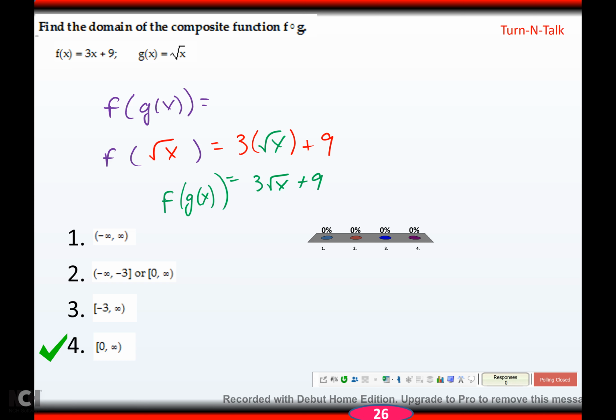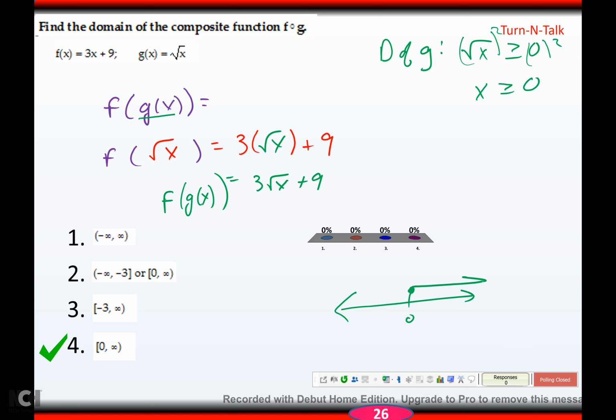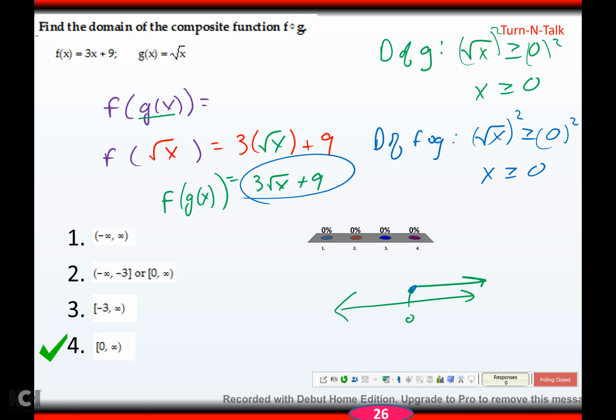But that's not what they asked for. They asked for the domain. Well, because g was inside, I've got to find the domain of g, which says, Mr. Radical, you must always stay positive. Square, square, so x must always stay greater than or equal to 0. So there's the domain of g. My domain of f of g is going to be the same drama. There's a radical, so Mr. Radical, you must always stay greater than or equal to 0, square, and x always has to stay greater than or equal to 0. So we have the same domain for each, which says you can go from 0 to infinity.